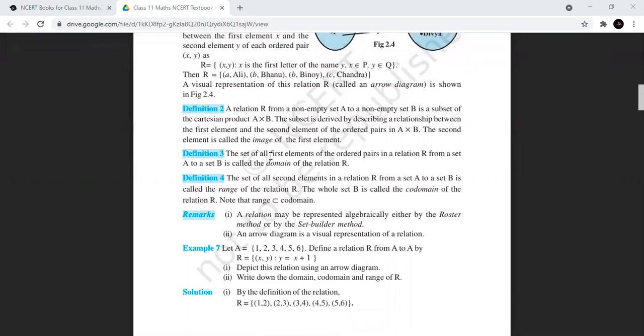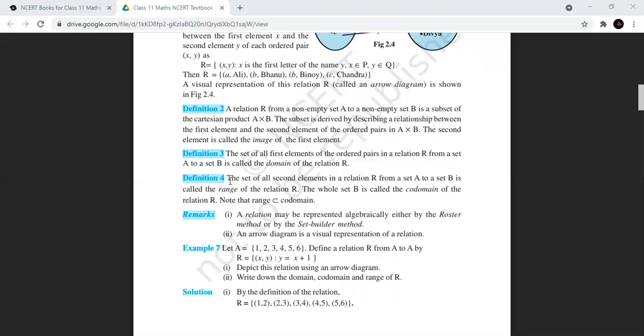Now the next one is the set of all first elements of the ordered pairs. If you keep collecting all the x's from the ordered pairs, then that is said to be the domain of the relation R. And obviously, as it is A cross B, your first elements will be from set A. So your domain would comprise set A, right? Next definition: the set of all second elements. Second elements will be drawn from set B. If it is a subset of A cross B, we know all the y's of the ordered pairs will be from set B.